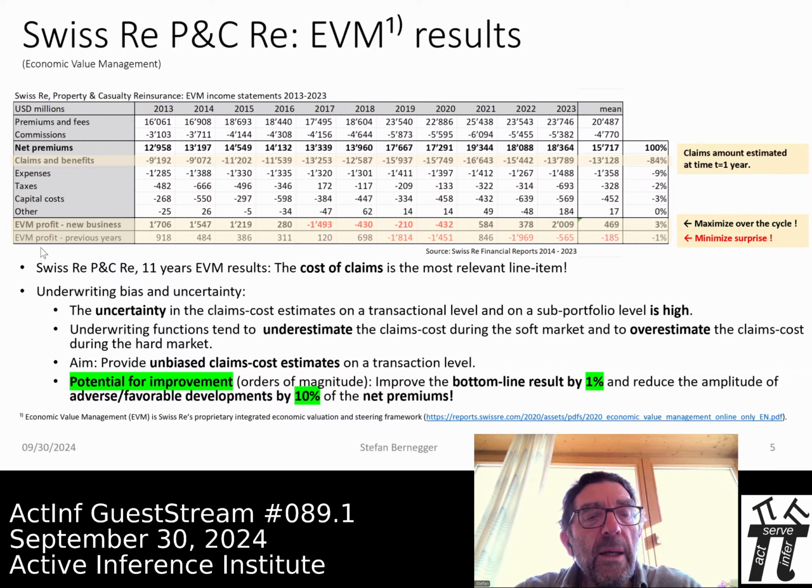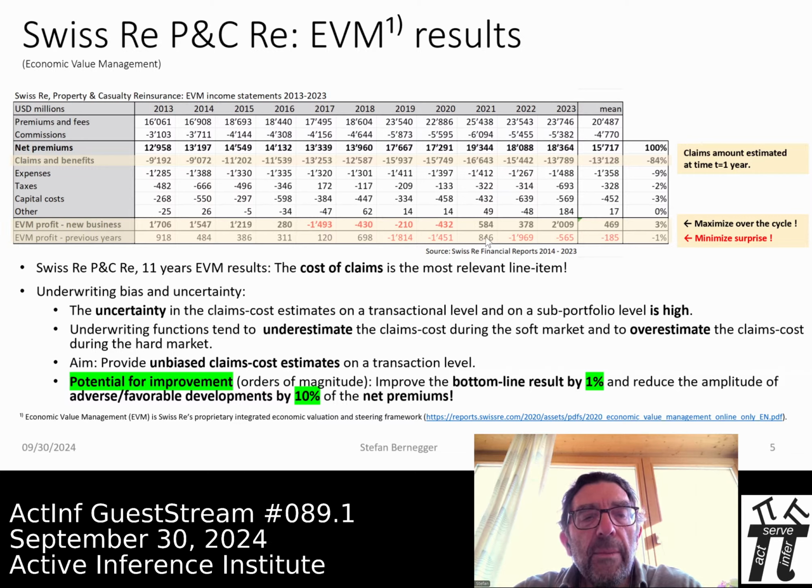And then there is another element here, the EVM profit of prior years. And here we can see some quite negative numbers. This is something which you want to avoid. This is the big surprise: at the time of underwriting, you put aside a certain amount of the premium as reserves for the claims. And then it turns out that this is not sufficient. And then you have to find some means or take capital to increase the reserves in later years. And this is basically what reinsurers want to avoid.